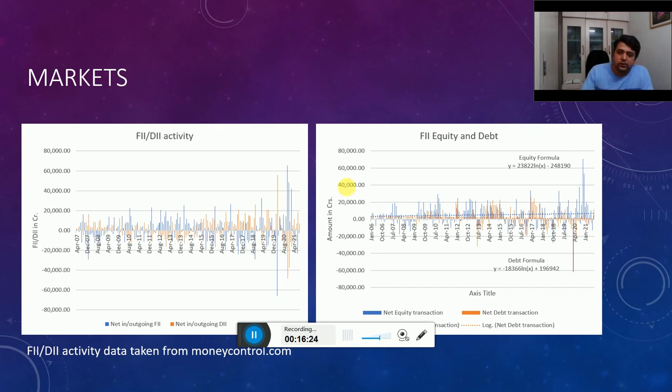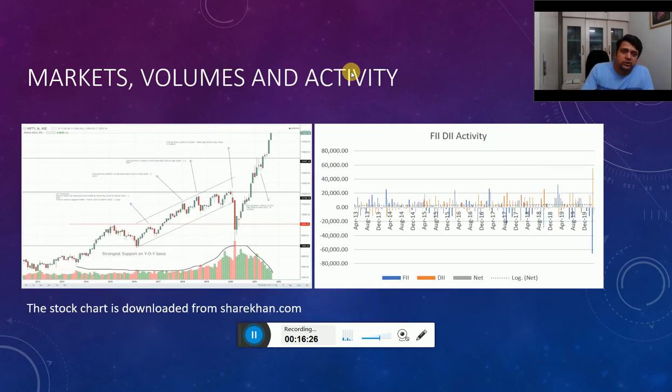Okay. So next, this is the chart for markets, volumes and activity. You can see this is the chart of Nifty on a monthly basis, and this is all the way from 2012.